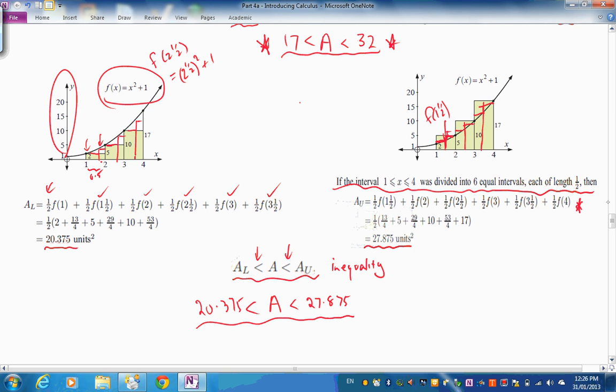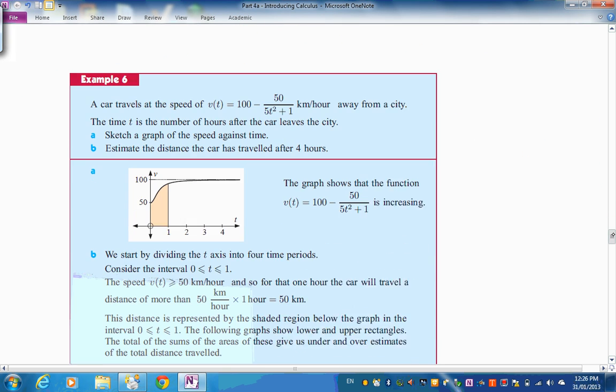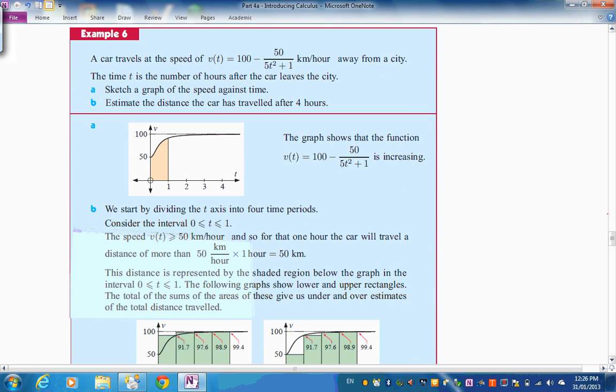Okay, let's have a look at a problem. Here's one down here now. A car travels at the speed of this. Oh, that's a different looking function. Never seen one like that. Well, you haven't before, but remember, you've got technology, so you don't have to be frightened by this function. It is a type of rational function, isn't it? Because we've got a function in the bottom line there, a ratio. The time t after it leaves the city is given in that formula there.